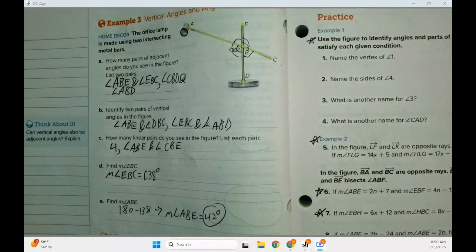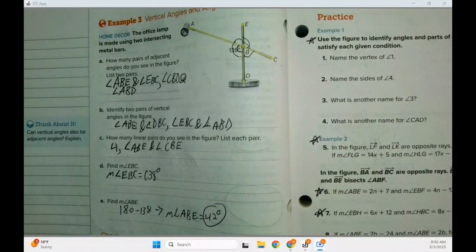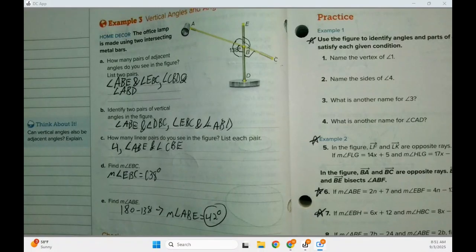So what questions do you guys have about adjacent angles, linear pairs, or vertical angles? Okay. I'm going to go ahead and pass this out to you guys. This is just to check your understanding. We've got about 9 minutes to be working on this.